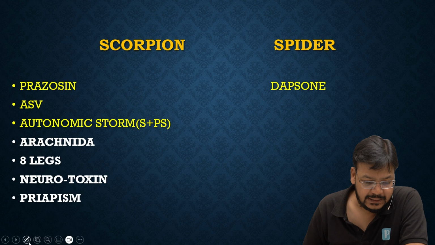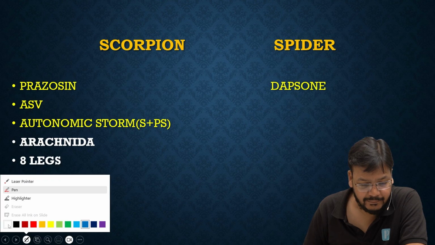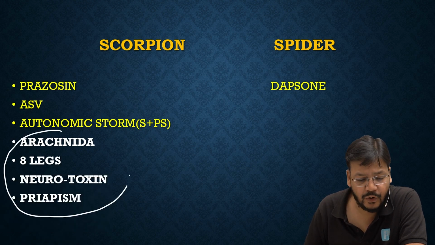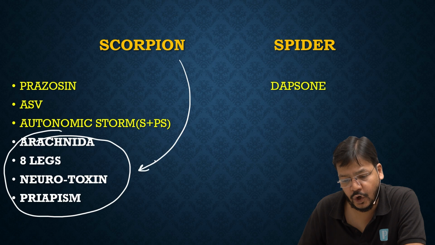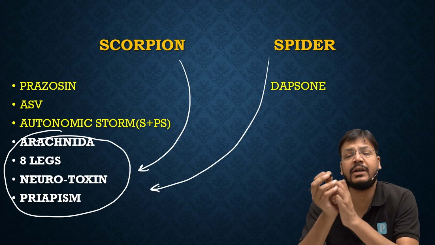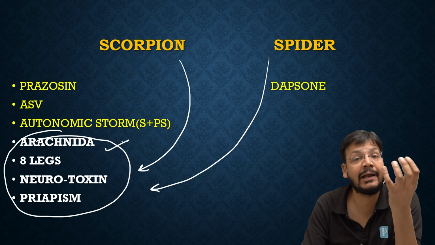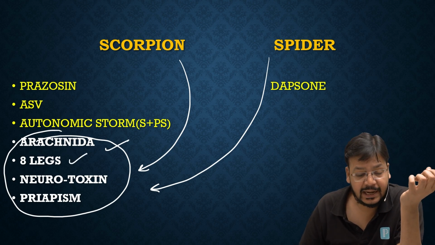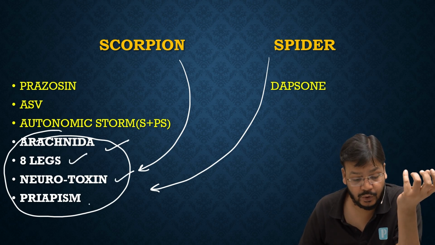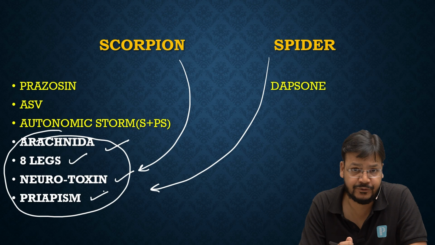Now, sir, there are 4 similarities, my dear friend, between scorpion and spider. What are these 4 similarities? First similarity, both are arachnida. Both have 8 legs. Both are neurotoxic and both cause priapism. That is scorpion and spider.